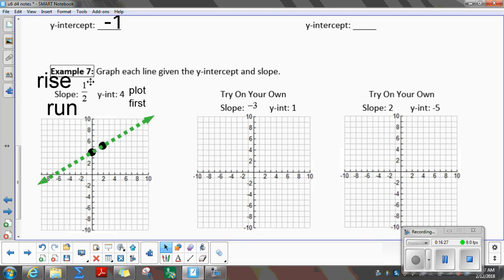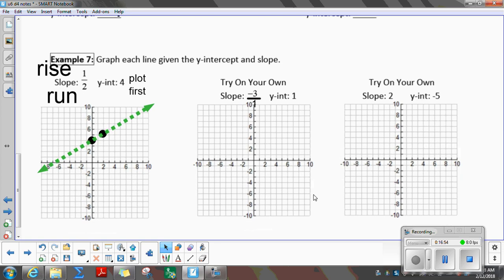Okay, so you guys are going to try 2 on your own. I'm going to give you a hint. If you have a slope that's just one number, I can always put a number over 1. So, if I just do it over 1, I now have a rise and a run, okay? So you guys go ahead and try these 2 on your own and see how the graphing comes out.